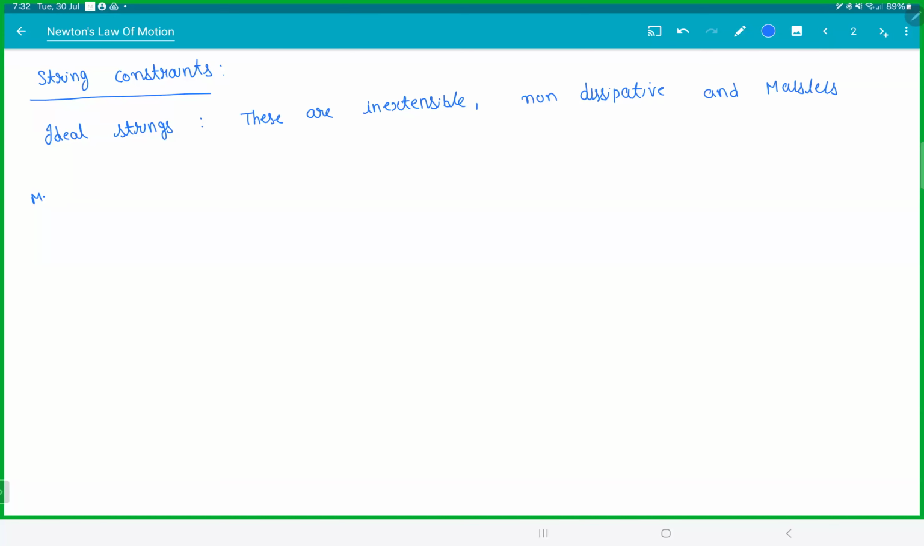So method 1, the idea is straightforward. In method 1, the main concept is that the length of the string is constant.